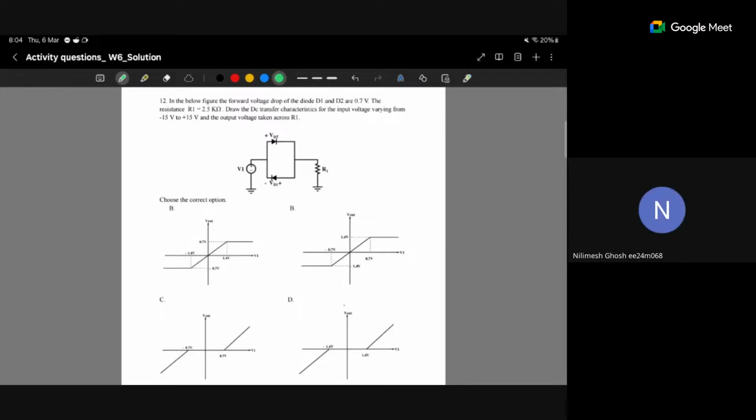See, we stand at 0. We'll increase the voltage here at V1. If we increase the voltage here, this voltage also 0.7 volt is there. So till 0.7 volt, this is positive, so this path will be gone. Only one path is left here. So till 0.7 volt, no current will flow in the circuit.